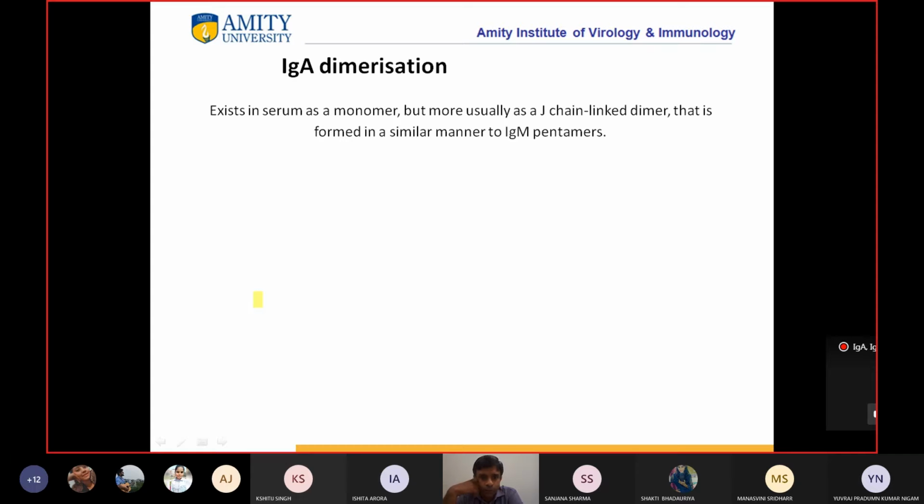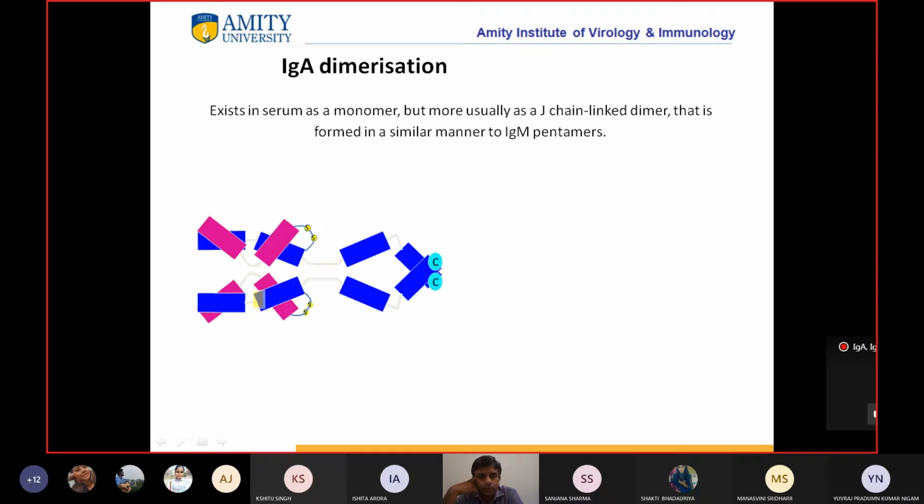It exists in serum as monomer. We have already talked about that, but more usually as a J-linked dimer.